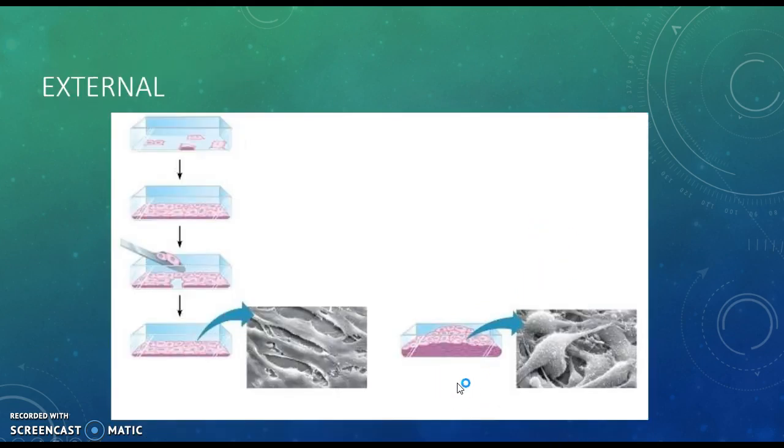An external trigger would be anchorage dependence or density dependent inhibition. Density dependent inhibition is when cells grow along a single plane and they don't grow on top of each other. And once they get to a certain density, when everything is touching each other, they cease growing.